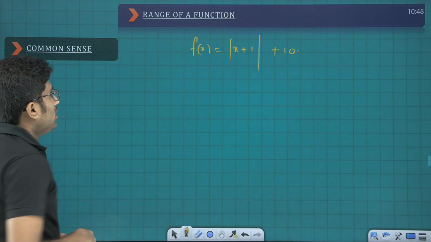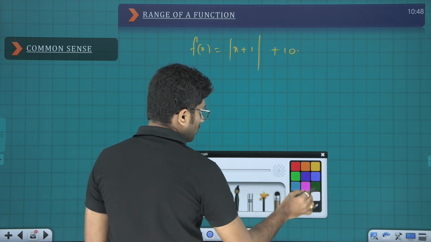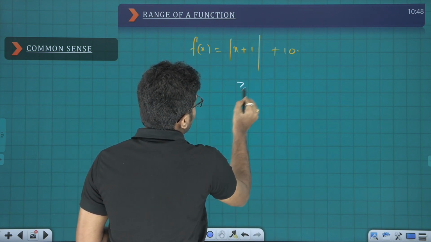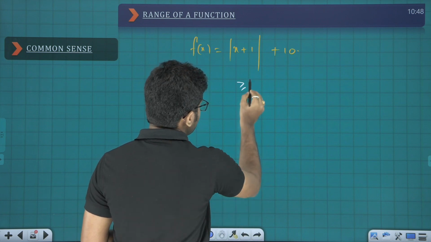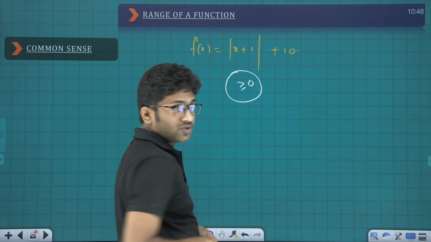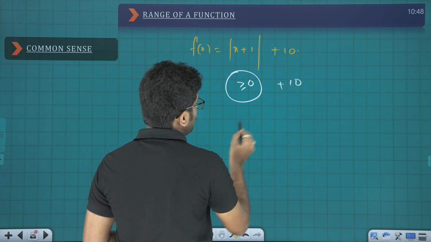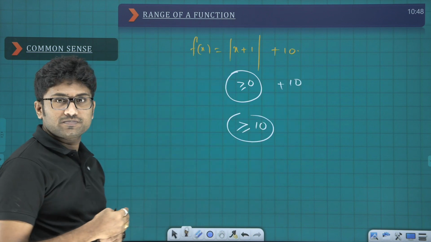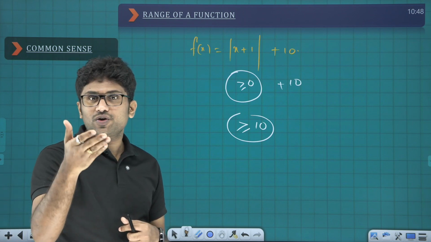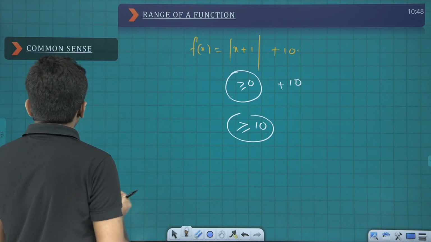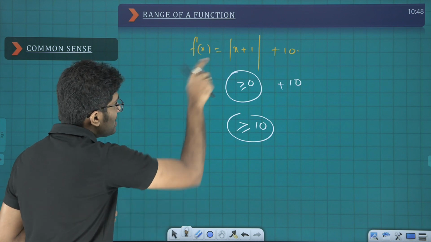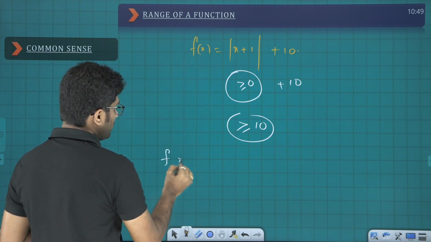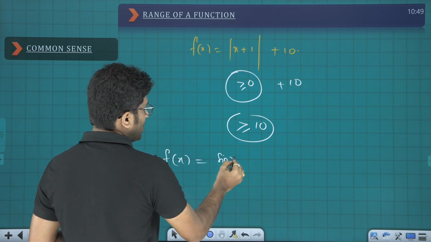What is the range of this? You know clearly mod of anything will always be greater than or equal to 0. So this will be greater than or equal to 0. For that, 10 is added. So for sure this is going to be always greater than or equal to plus 10. Clear? Now next, in the same way, suppose we have another function, f of x equals sin x plus 3.